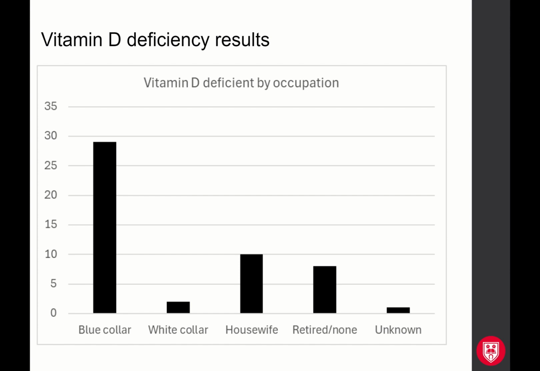I also looked at vitamin D deficiency in occupation. Each occupation did have one, at least, individual that was vitamin D deficient. As you can see, the majority were blue collar, followed closely by housewives. None of these were statistically significant.